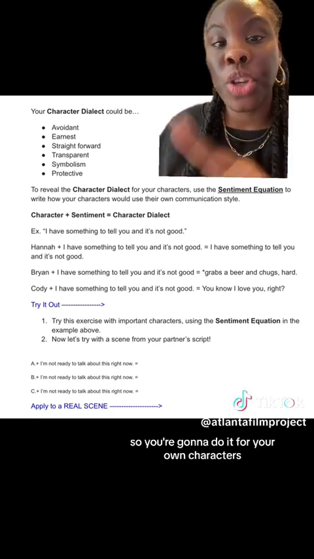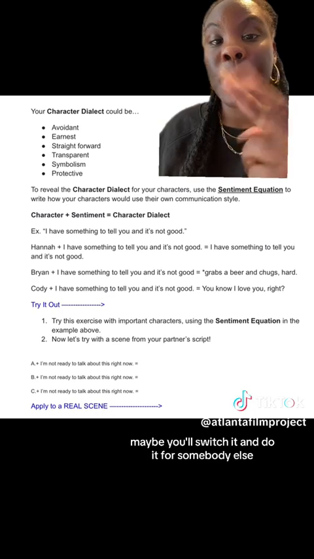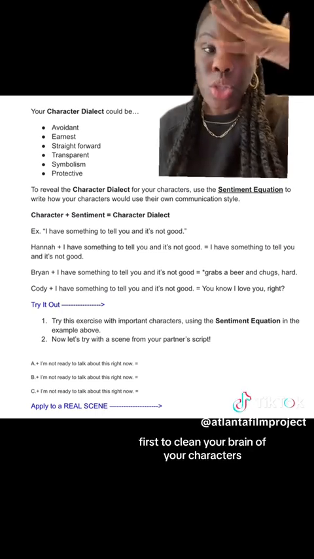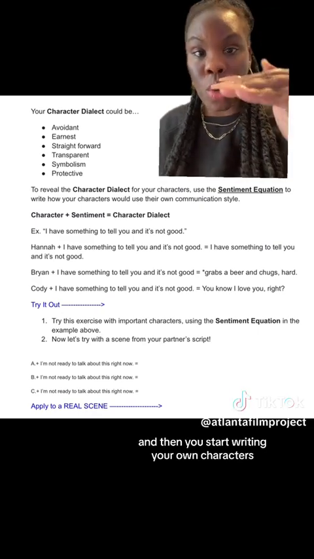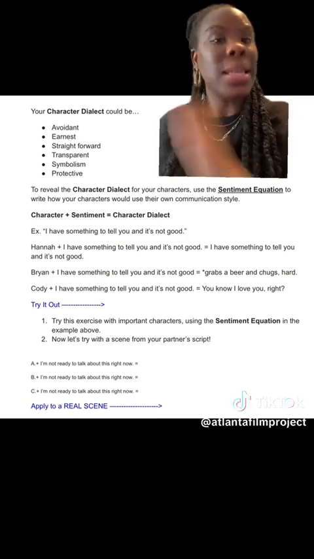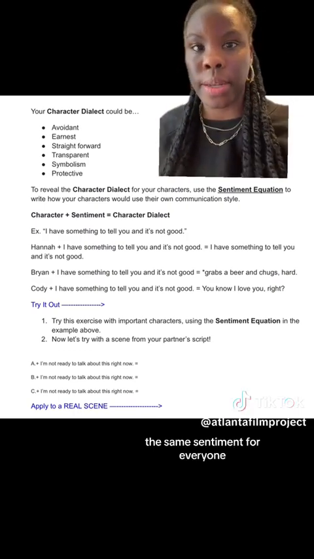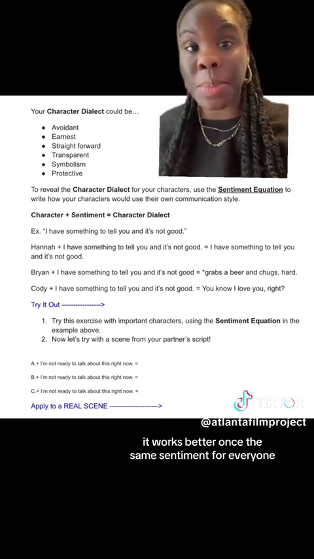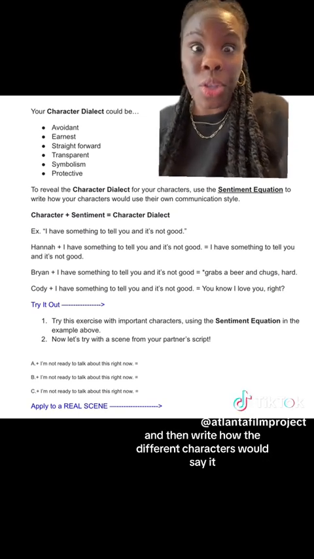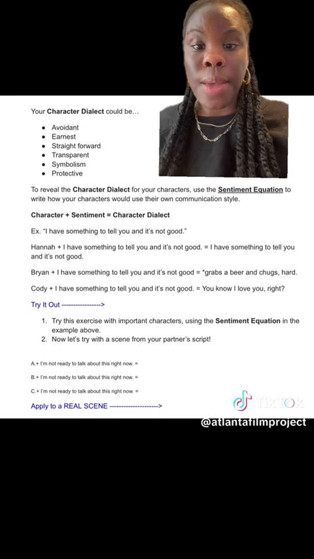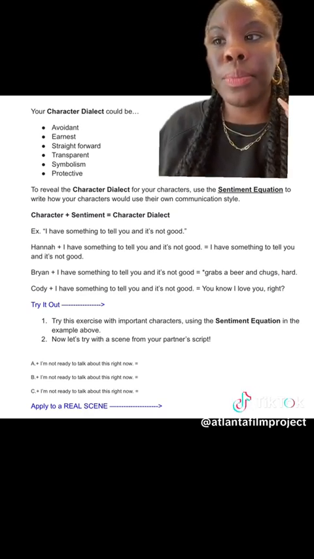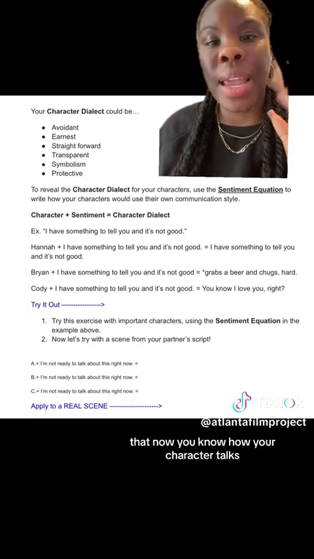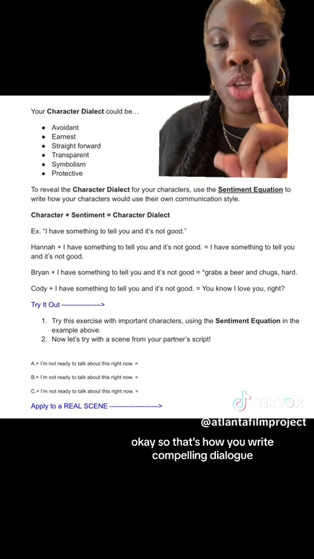So you're going to do it for your own characters. You're going to do it for someone else. Maybe you'll switch it and do it for somebody else first to sort of clean your brain of your characters. And then you start writing your own characters, writing a sentiment, the same sentiment for everyone. It works better when it's the same sentiment for everyone. And then write how the different characters would say it. And there you have it. That now you know how your character talks. Okay, so that's how you write compelling dialogue.